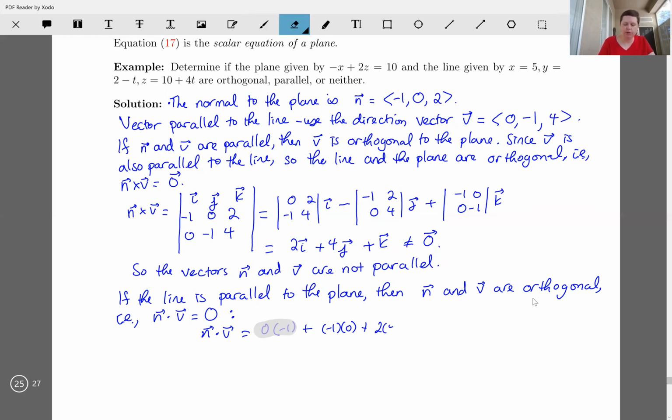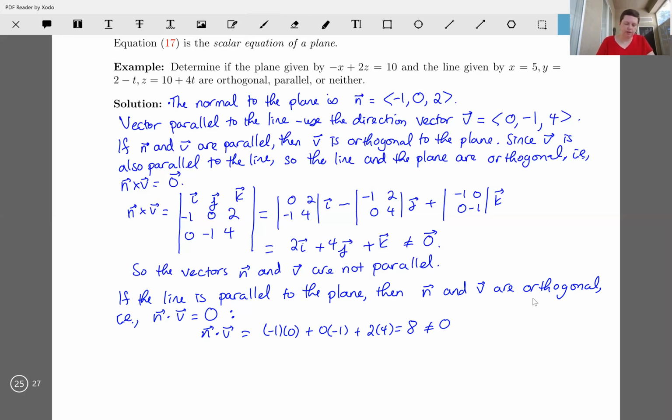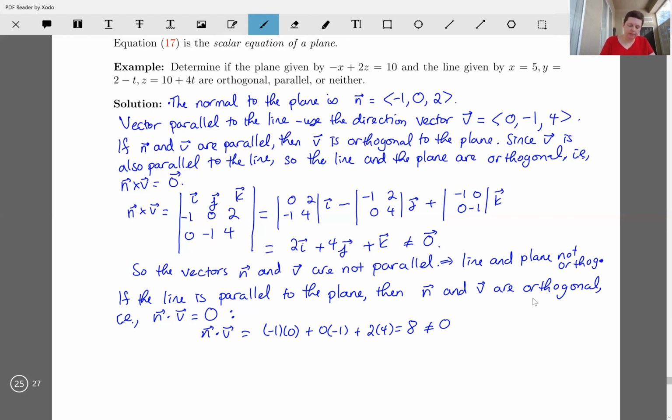Order doesn't matter when doing this. Remember, n dot v is equal to v dot n, but just for the sake of keeping the order that I had, the point is this is equal to 8, which is not 0. So the vectors are not orthogonal. So we've shown that the line and plane are not orthogonal. And this shows us that n and v are not orthogonal, which means the line and the plane are not parallel.